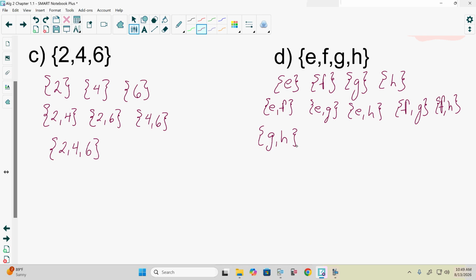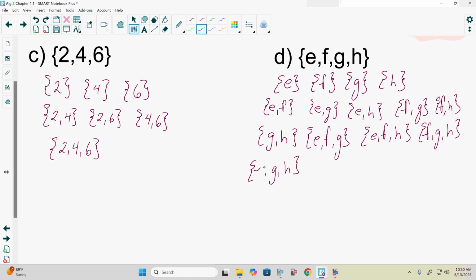So what can we do next? 3. E, F, G. E, F, H. Yes. We actually have one more set of 3, because we did do E, F, G, E, F, H. I agree with GH. But our first letter would be E.